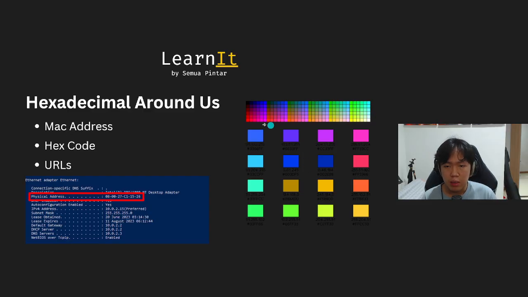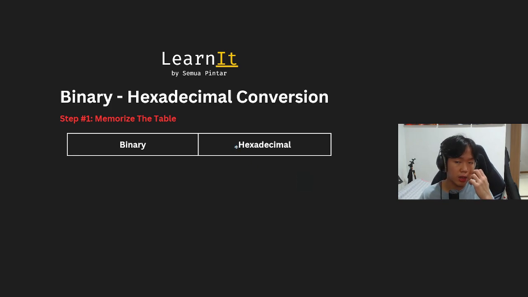So some examples of hexadecimals around us include MAC addresses. As you guys can see here, this is a MAC address. It has 12 hexadecimal values. And then next we have hex codes, which have 6 hexadecimal values, and also URLs sometimes. So these are things that you guys should keep a note of. Hexadecimals is everywhere, and you guys use it without even realizing it. So yeah. So now let's learn about the binary hexadecimal conversion.